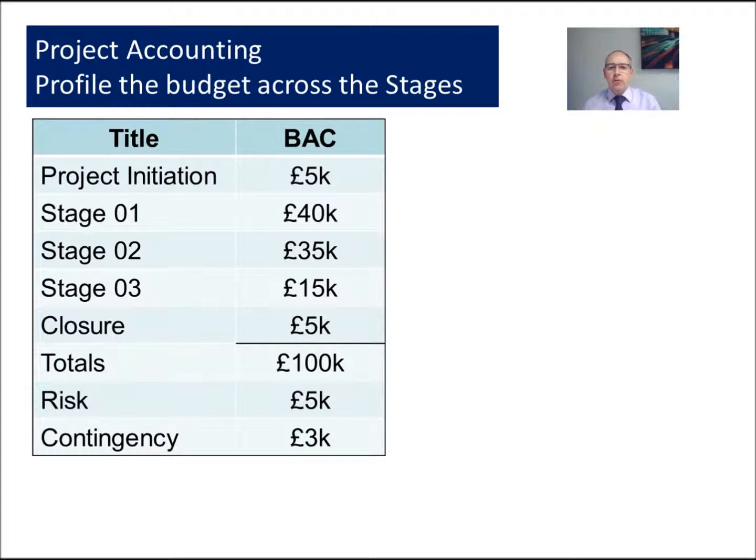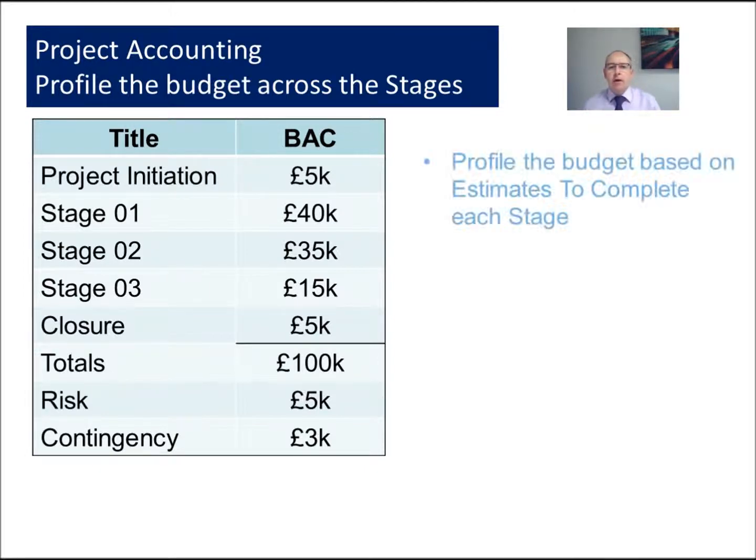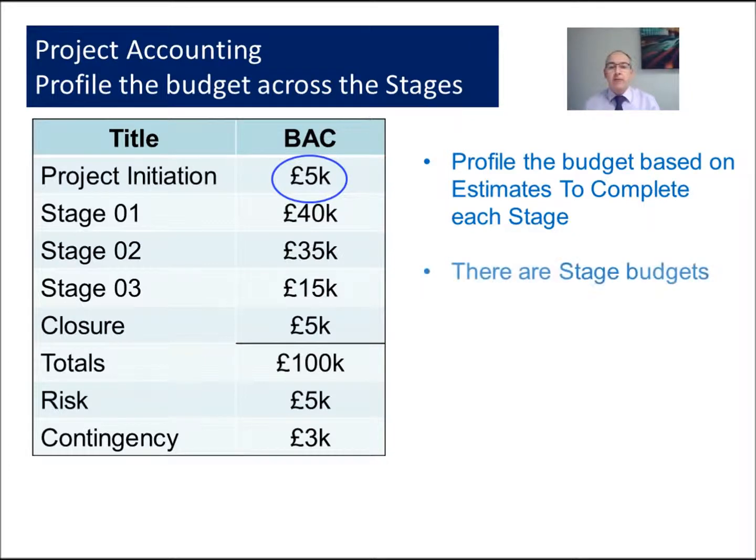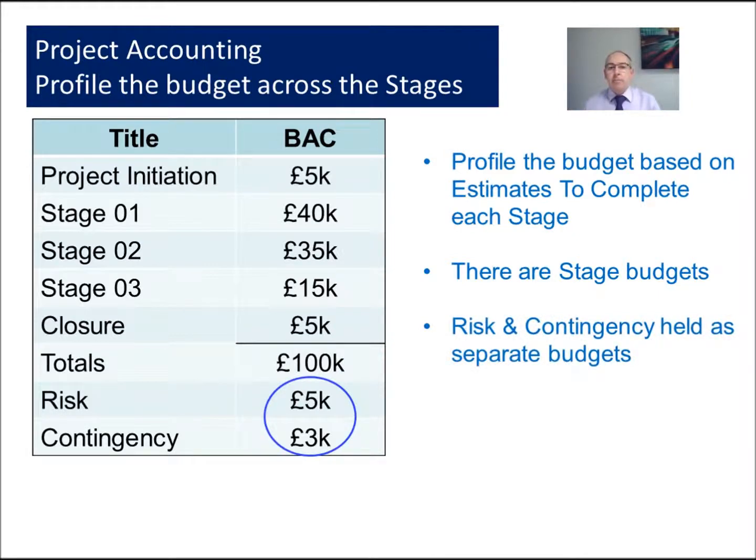Now we should take our total budget at complete and profile it across the stages of the project. So we have stage budgets, and the stage budget should be based on what we think is our estimate to complete that stage. So then we have our budget split between a total budget and individual stage budgets. Now you may recall we looked at risk and contingency. We'll keep these as separate budget headings. So we'll have the budget for risk and the budget for contingency, and when we need to call upon them, we can then move them into the appropriate stage or stages.